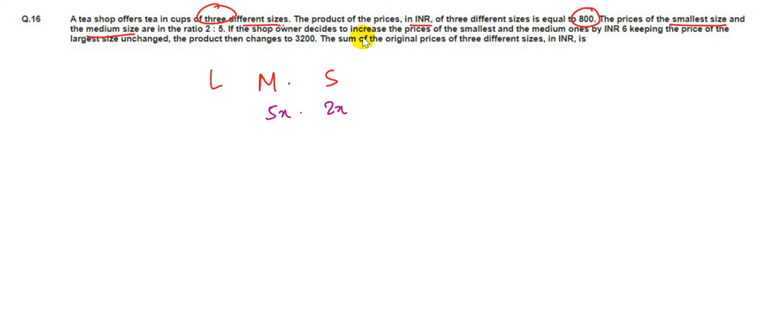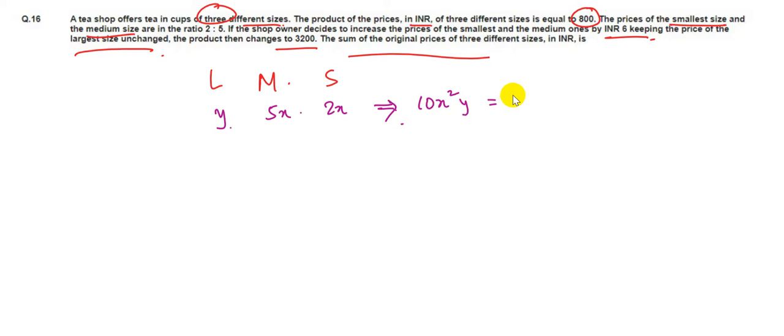If the shop owner decides to increase the price of the smallest and the medium ones by ₹6, keeping the price of the largest size unchanged, the product then changes to 3,200. Then find the sum of the original prices of the 3 different sizes. Now we are not given the price of the largest one, so let this be y. So the product is 10x square y, and this is given as 800.